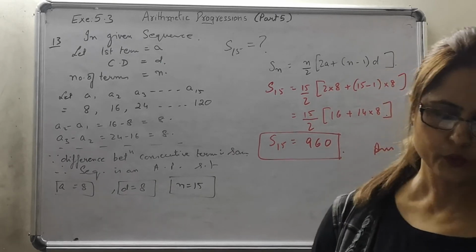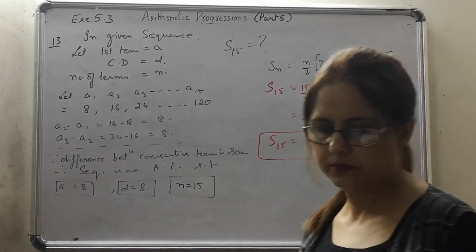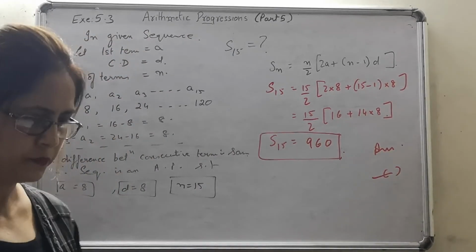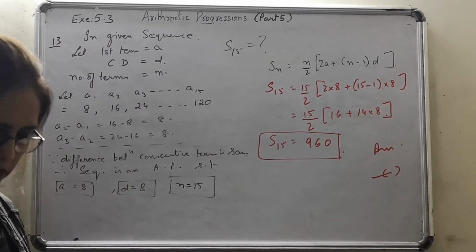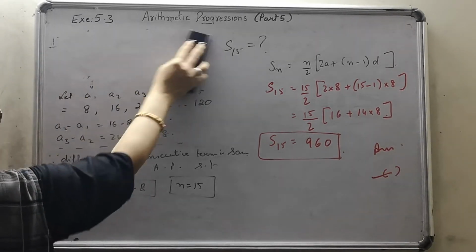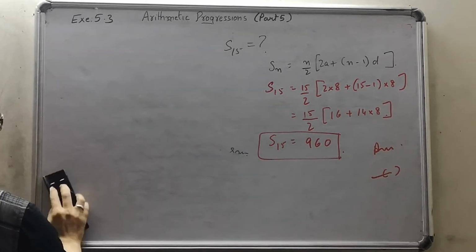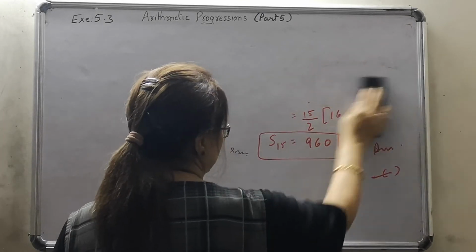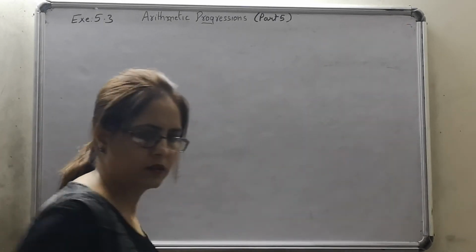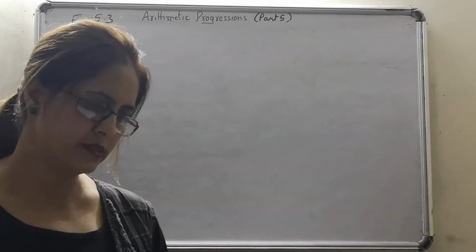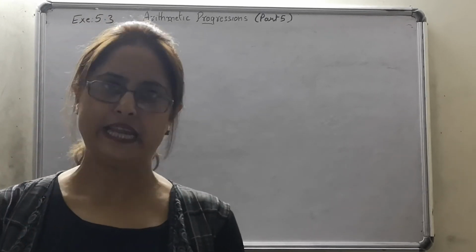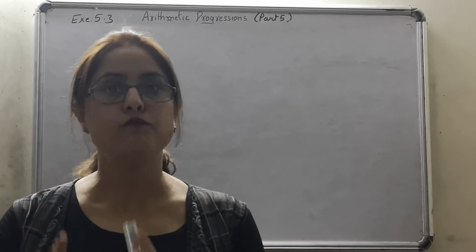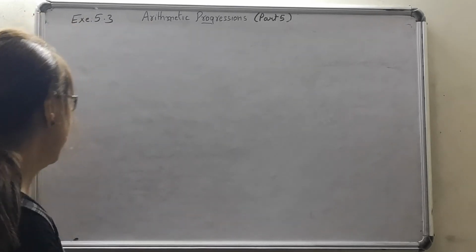For today's class, I am going to take up the last question after this. That will be question number 14. Now what does this question say? The question says find the sum of the odd numbers between 0 and 50. Find the sum of odd numbers between 0 and 50.